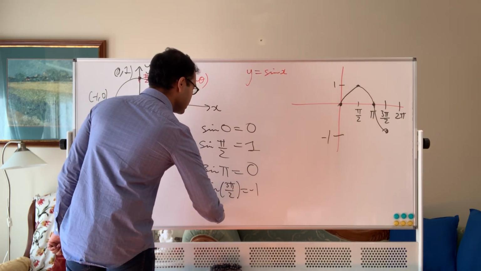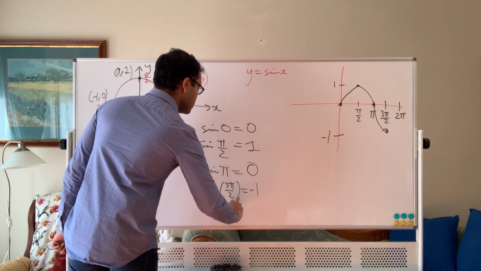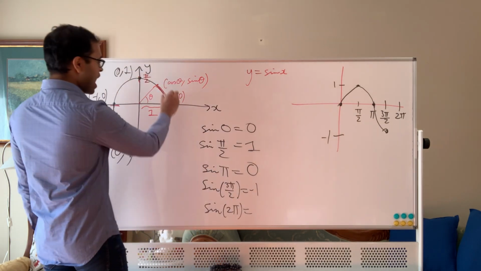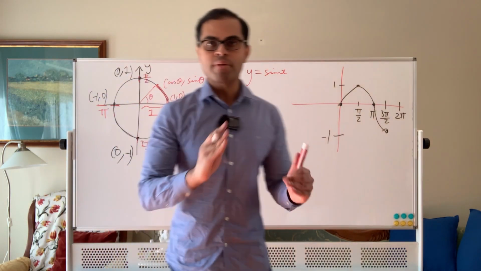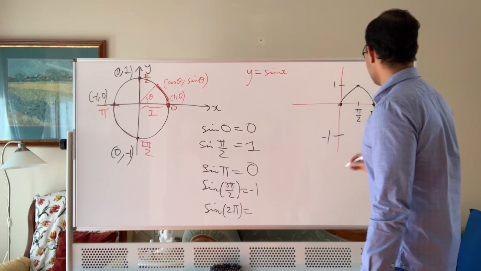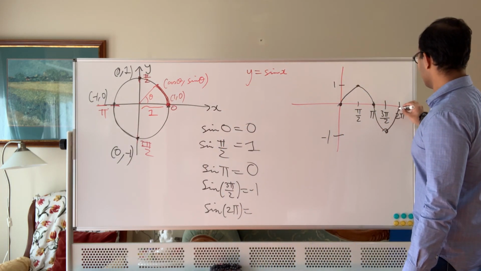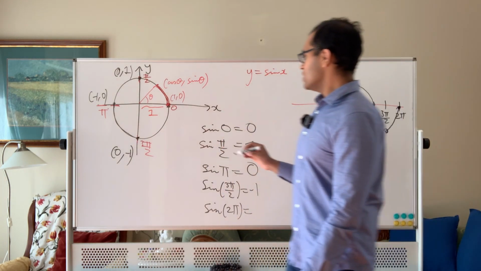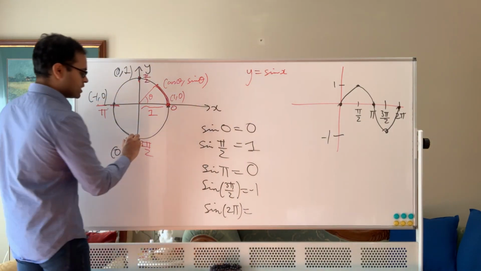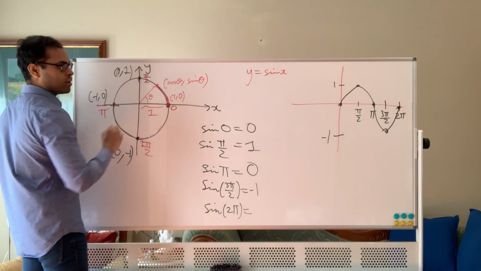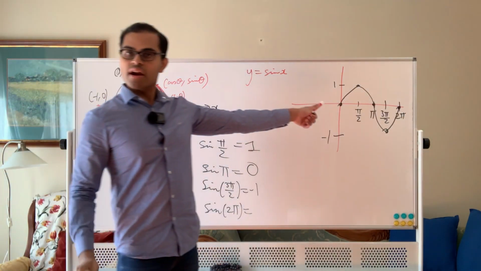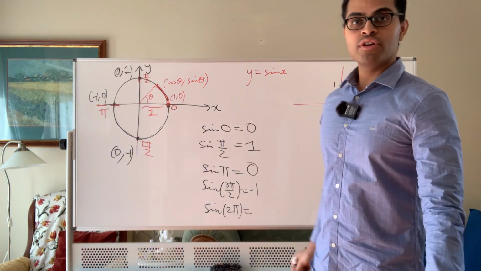And finally, sine of 2 pi: 2 pi is the full revolution, so you've hit back to square one. So sine of 2 pi is going to equal 0. It's still going to be negative because you're below the x-axis, but your y-coordinate is steadily going to go up to 0. So that's the graph, plotted from 0 to 2 pi.